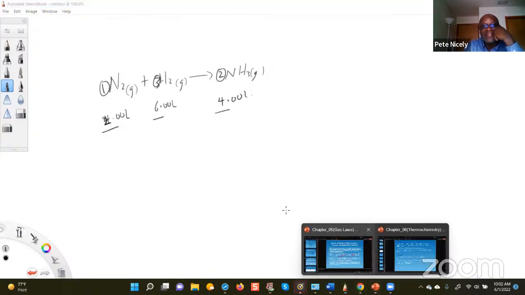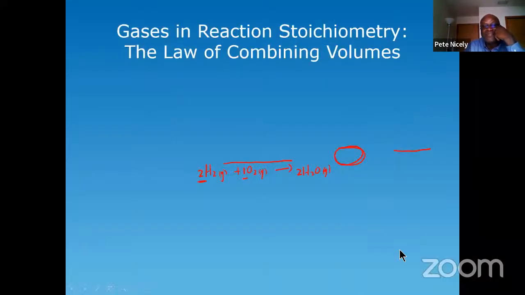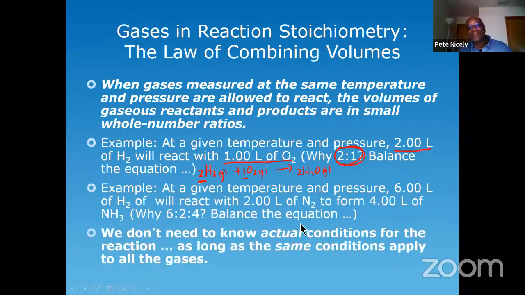In fact, I think the next example deals with that. But before we get to that example, let me make one final statement as far as this law is concerned, and that is that we don't need to know the actual conditions for the reaction as long as it's the same conditions applying to all the gases, right? So we don't need to know what the temperature and pressure of the gases are as long as the temperature and pressure of all the gases are the same, right?